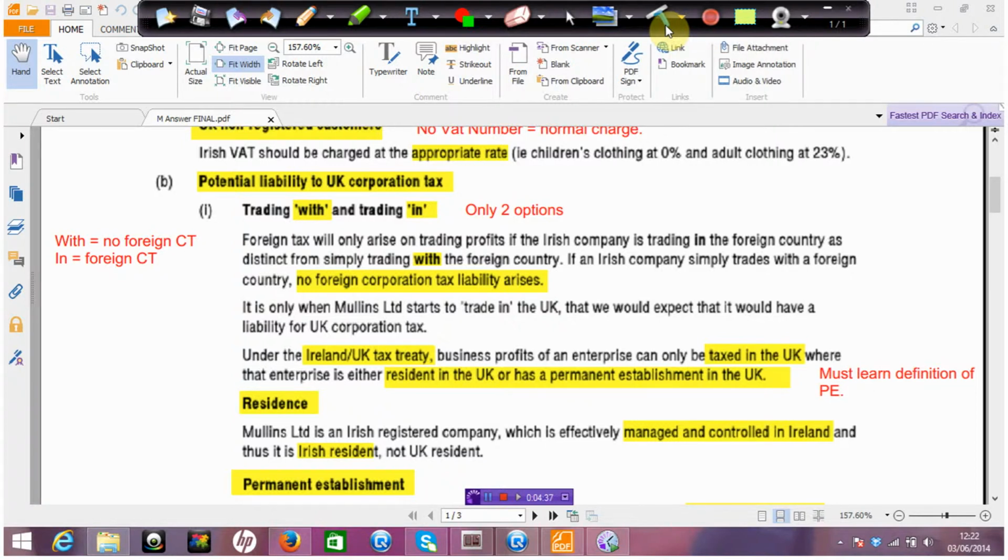Okay, so key points so far are really this area of with or in, the definition of a PE based on those circumstances, and tying in this issue of residency. What does it mean? Okay, so move down.